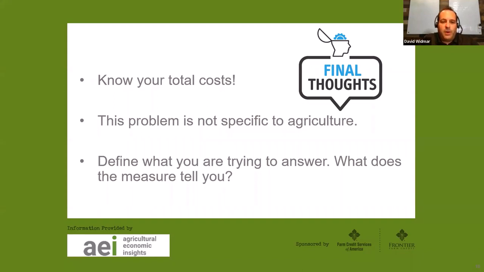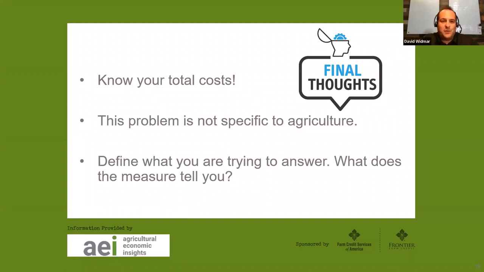And that gets us to our third point: really define what you're trying to answer. Start with what's the question that you want to pursue, and then what does the measure tell you? What are the trade-offs of this measurement on a per head basis versus a per acre basis versus a per bushel basis?